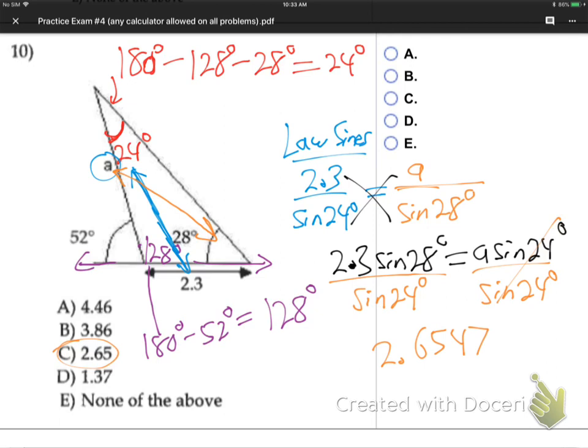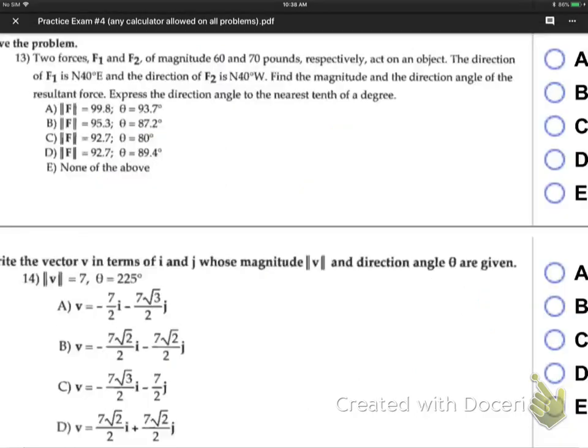Questions on that one? That's some little tricky triangle work there. All right, 18. Probably use up the rest of our time. Two forces, F1, F2, magnitude 60 and 70 pounds, respectively, act on an object. The direction of force 1 is north 40 east. Direction of force 2 is north 40 west. Find the magnitude and direction angle of the resultant force. Express the direction angle to the nearest tenth of a degree.